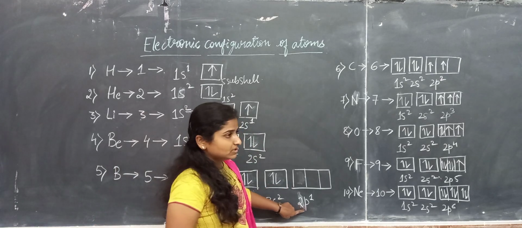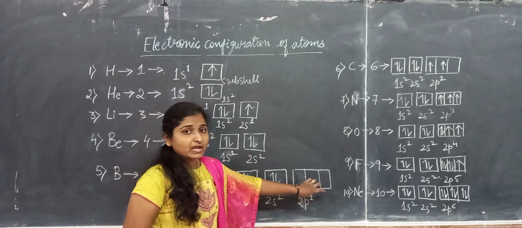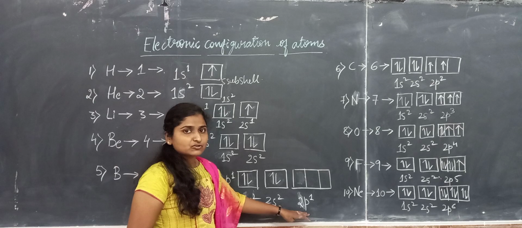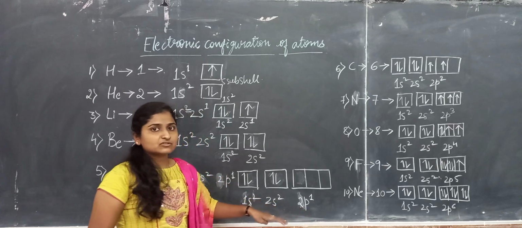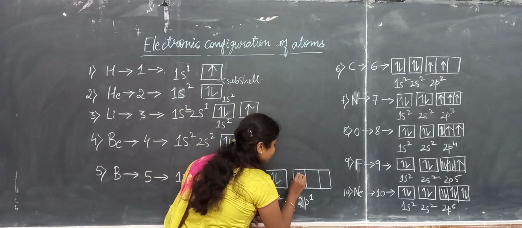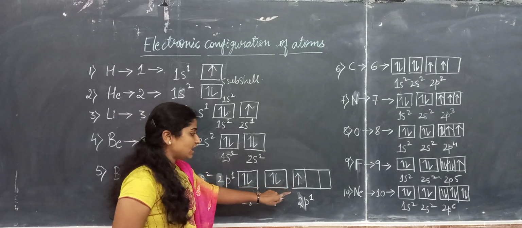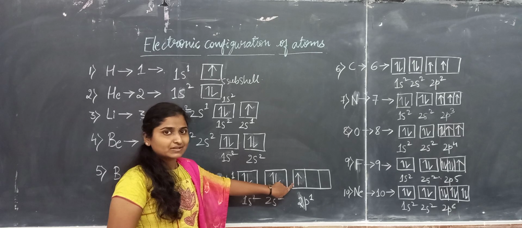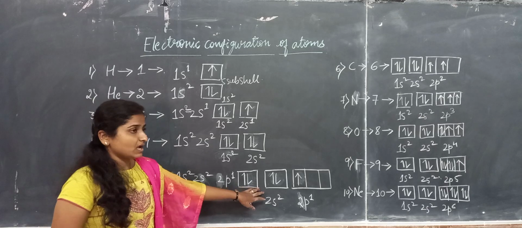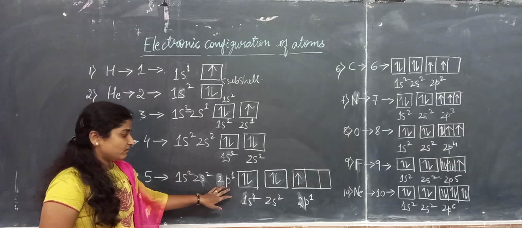Whereas in the 2p subshell we have 3 orbitals, 2px, 2py and 2pz. Here we have only 1 electron in the 2p subshell. So this electron enters into the lowest energy atomic orbital, that is the 2px atomic orbital. So the orbital diagram would be in this way, and the electronic configuration would be 1s2, 2s2, 2p1.